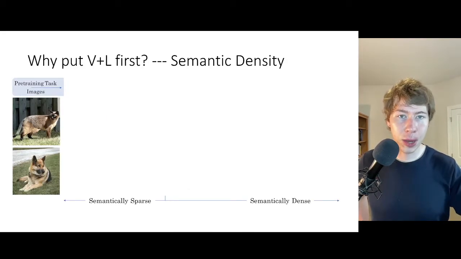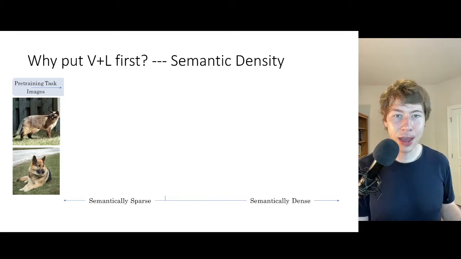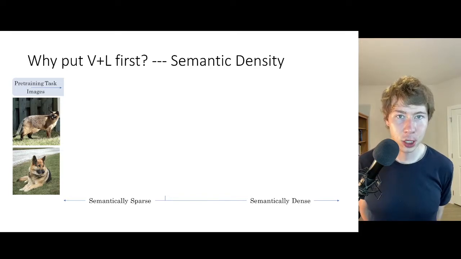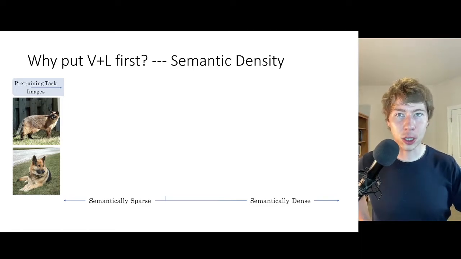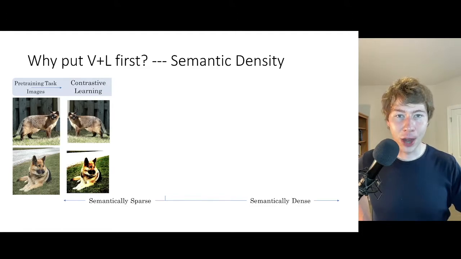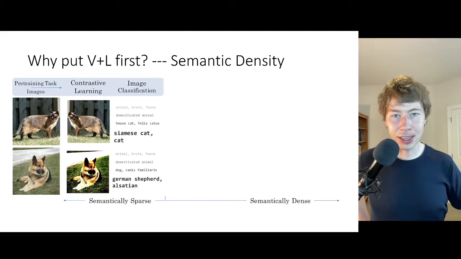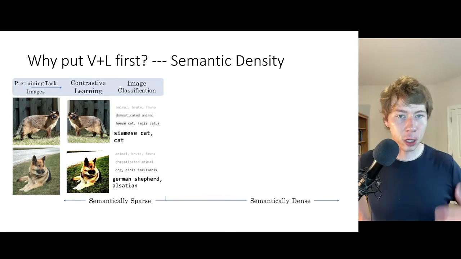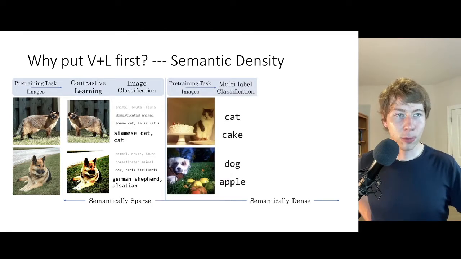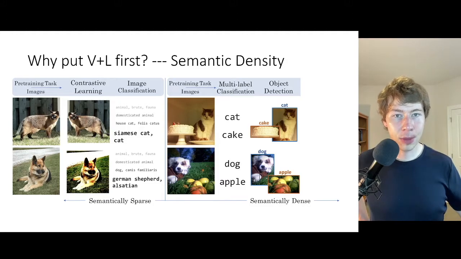Why should we put vision and language first? Well, one reason is this idea of semantic density. If we're going to learn visual features, we need to learn them from some kind of pretext task or some kind of pre-training annotations. So we can think about what types of tasks we can consider using and how they might compare with each other. For something like contrastive learning that's often used in unsupervised learning, there's no semantics in the pre-training task at all. Something like image classification gets a little bit of semantics because we're asking the model to predict an image label.